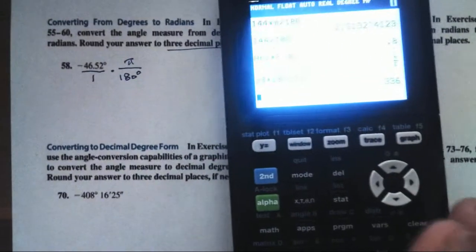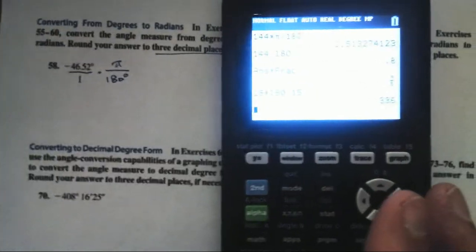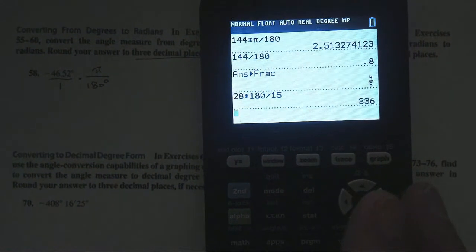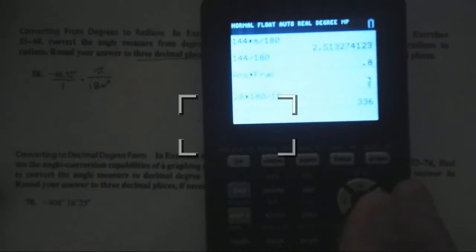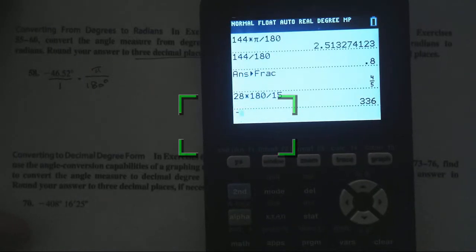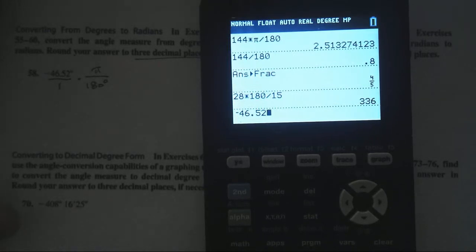So, once again, we've got negative, boy, it's easy to forget the negative on these, 46.52.